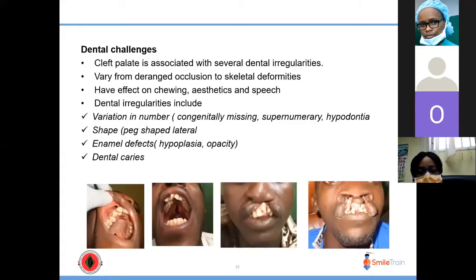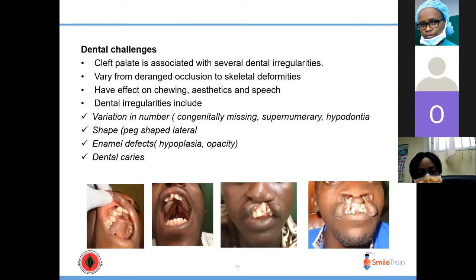Dental challenges. A cleft of the lip and alveolus, as well as the palate, can produce a lot of skeletal anomalies in the oral mucosa. And these anomalies range from irregularities in the shape of the teeth, number of the teeth, the occlusion of the teeth, as well as mandibulomaxillary discrepancy. These pictures are showing different types of occlusal disharmony that we have.